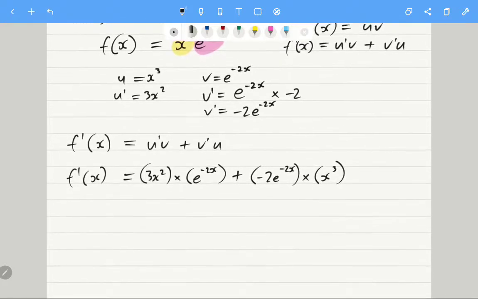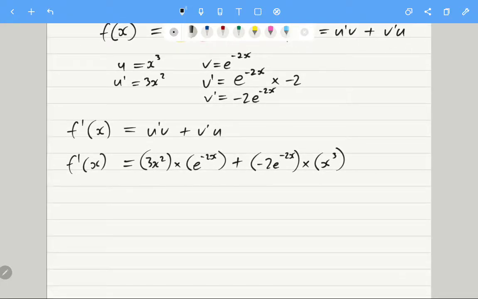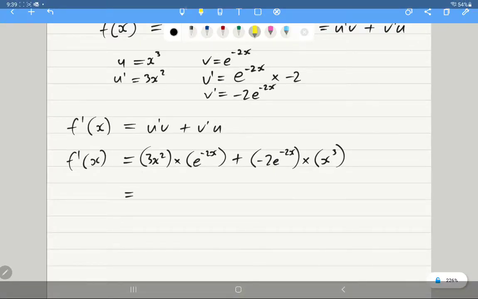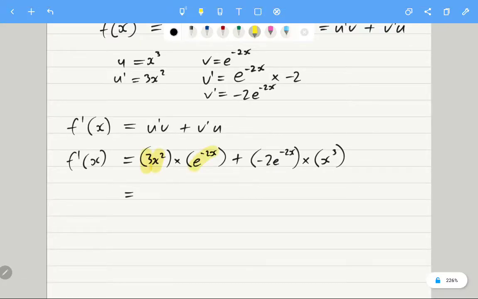Alrighty. So now we've got to do a little bit more multiplication, but it's actually not going to be too bad. If we have a look at these multiplicative items, none of them are going to be combinable. So we're just going to get 3x squared e to the negative 2x. And similarly over here, we're going to get negative 2x to the 3 e to the negative 2x.